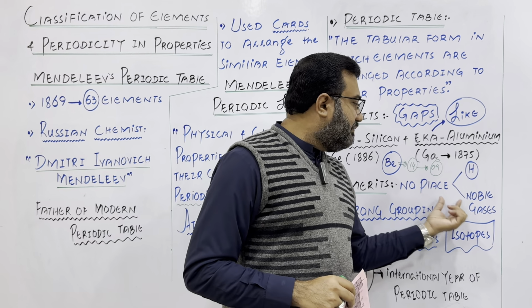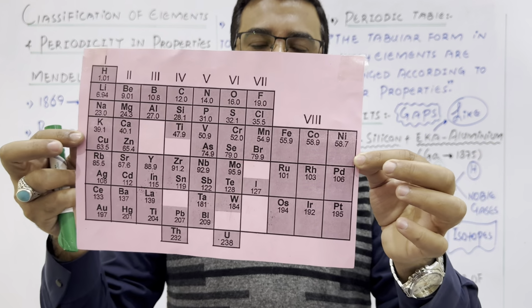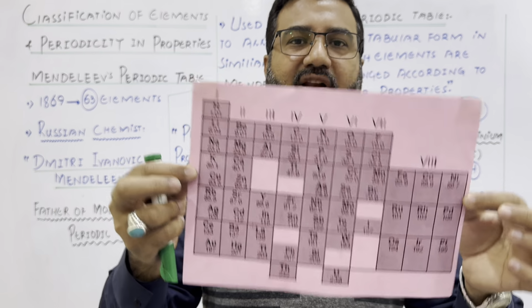The second was no place for noble gases. You can see that in the entire periodic table of Mendeleev, there is no place for noble gases.